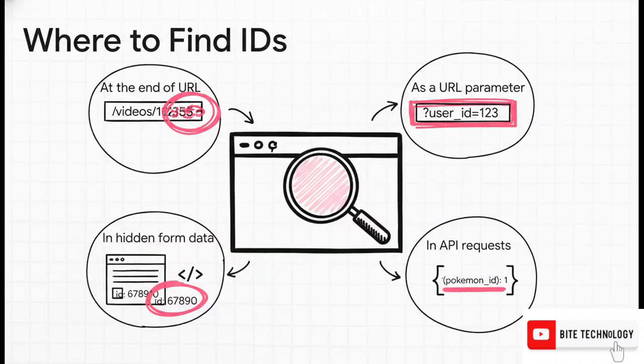So, where do you find these vulnerable IDs? Well, once you start looking, you'll see them everywhere. They can be at the end of a URL, in a parameter after a question mark, hidden in form data, or even in what are called API requests. Basically, anytime you see a number that seems to be identifying something specific, it's worth a closer look.